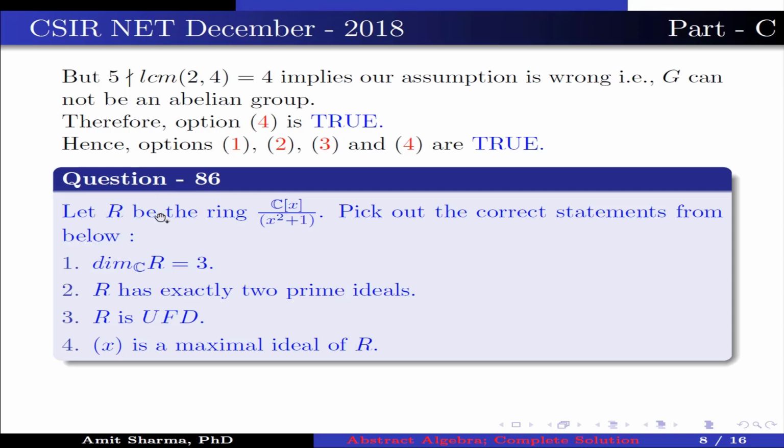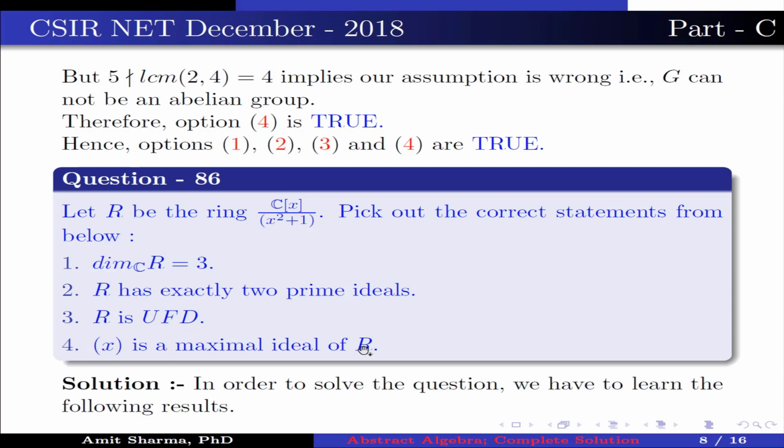Question number 86. Let R be the ring C[x]/(x² + 1). Pick out the correct statements from below. Option 1. Dimension of R over C is 3. Option 2. R has exactly 2 prime ideals. Option 3. R is a UFD, that is, unique factorization domain. Option 4. (x) is a maximal ideal of R.